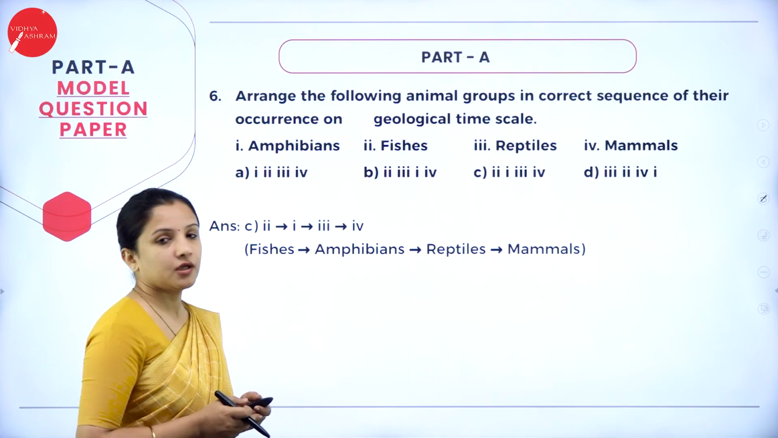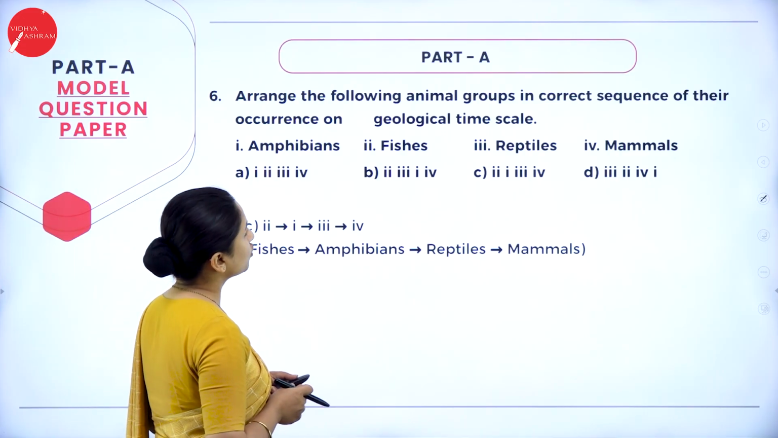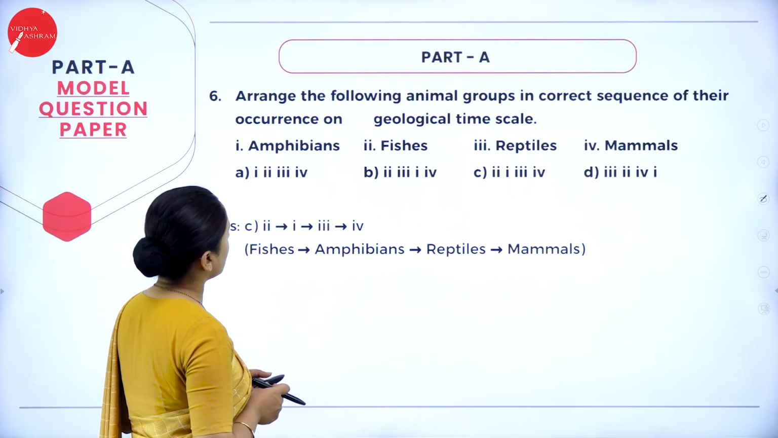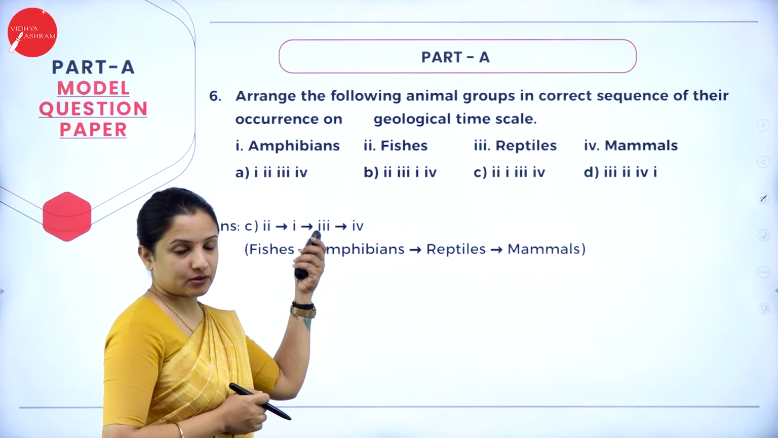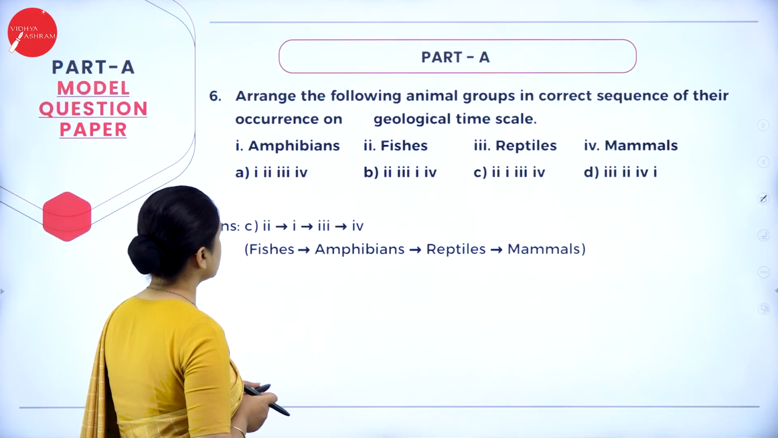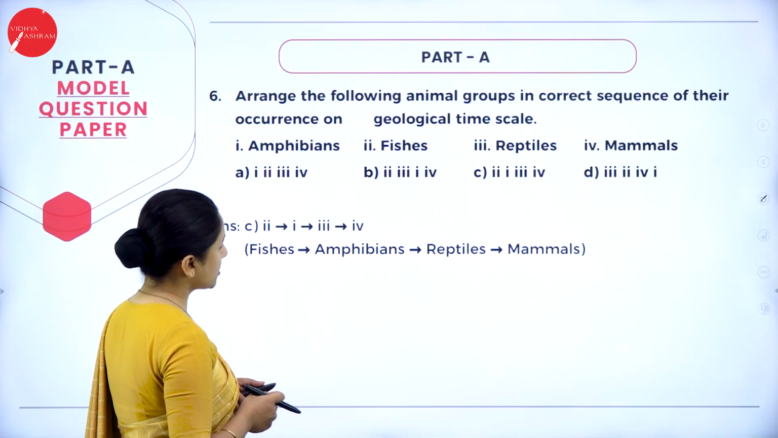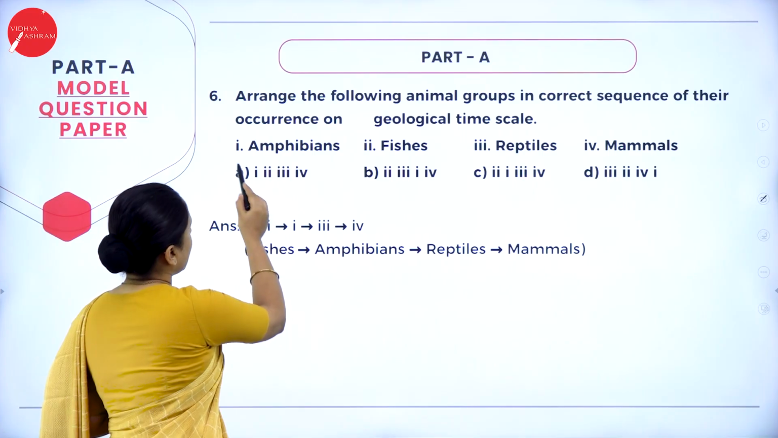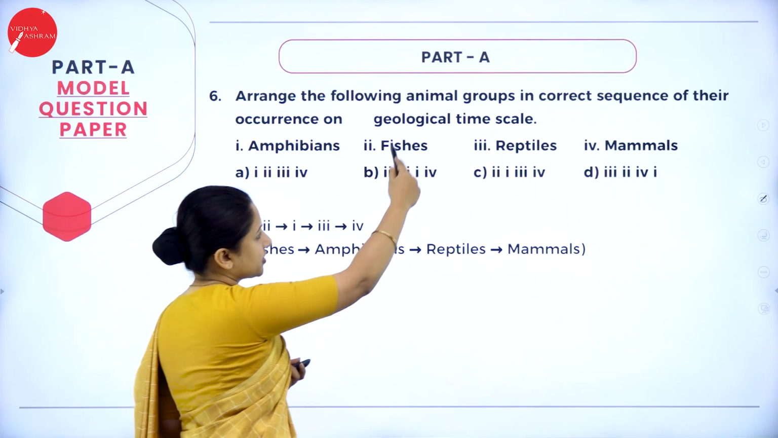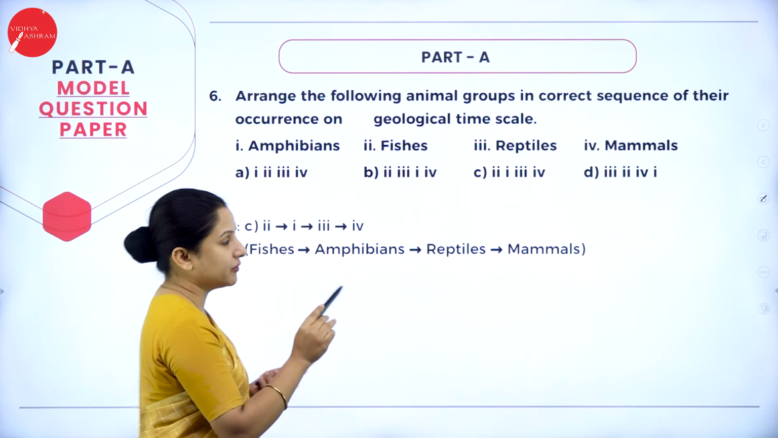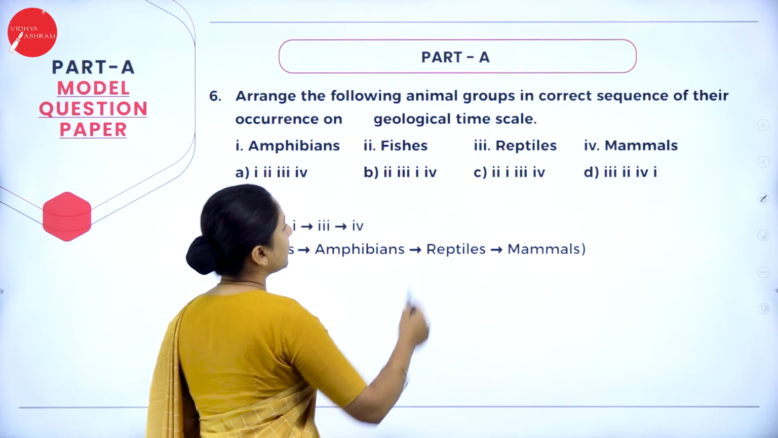So next question. Arrange the following animal groups in correct sequence of their occurrence on geological time scale. So this is the question from the chapter evolution. So amphibians, fishes, reptiles, mammals. So here they have given, you have to arrange whether amphibians came first, then came the fishes, then came the reptiles, or then came the mammals. So the options are given here, A, B, C and D.